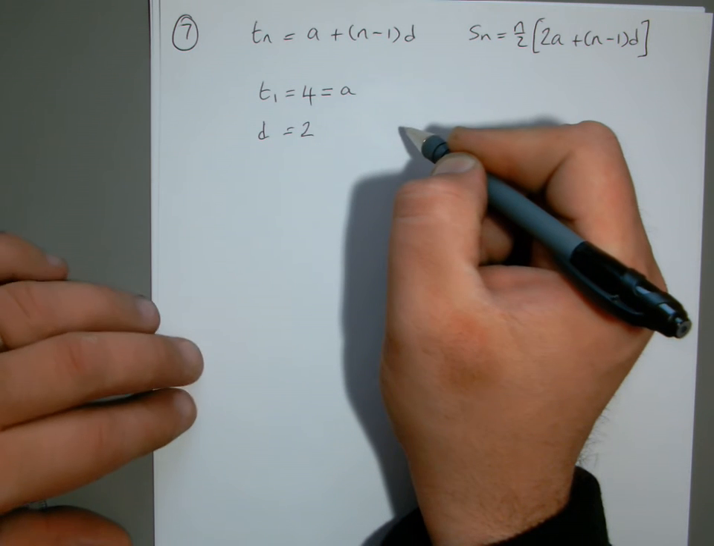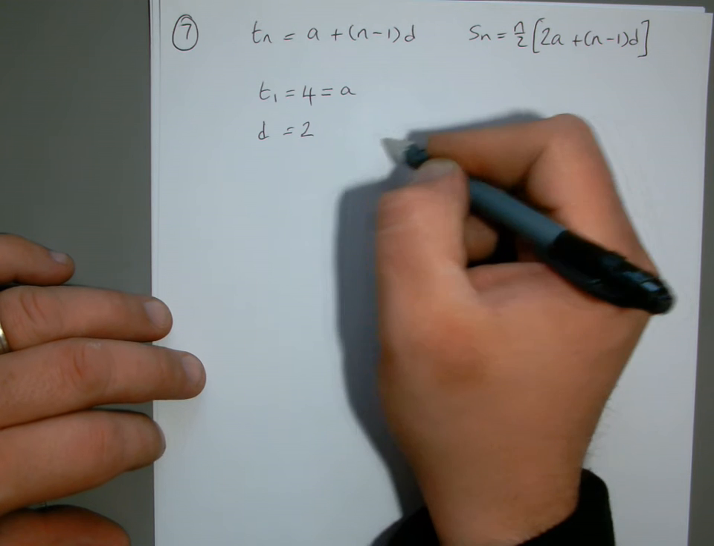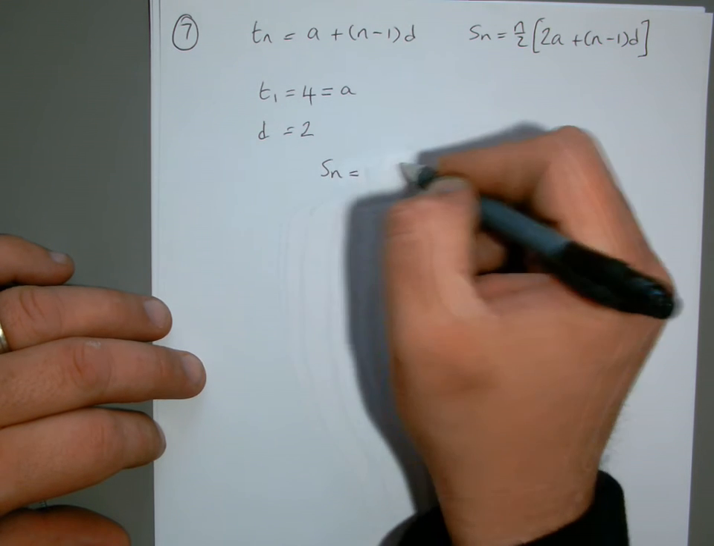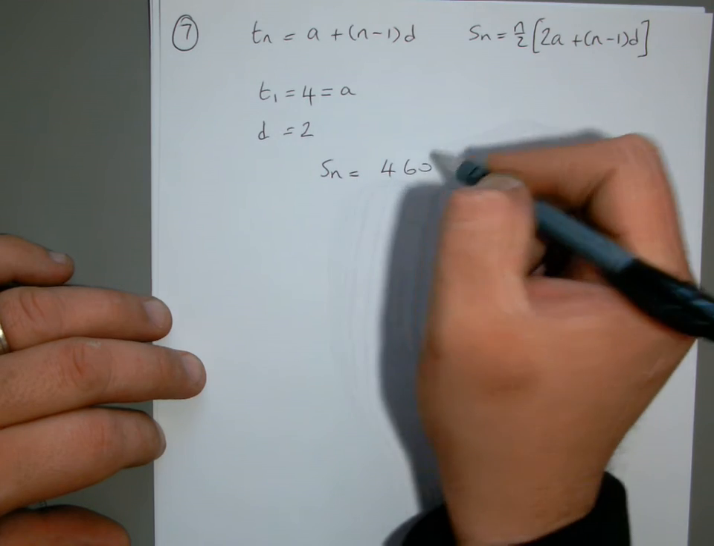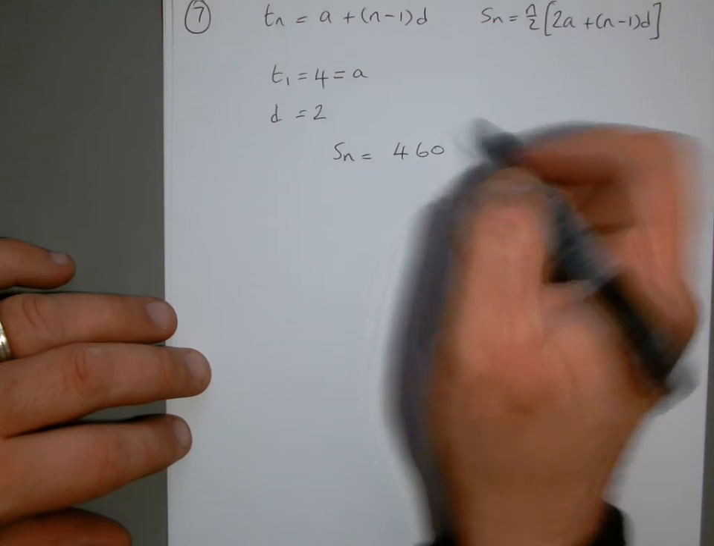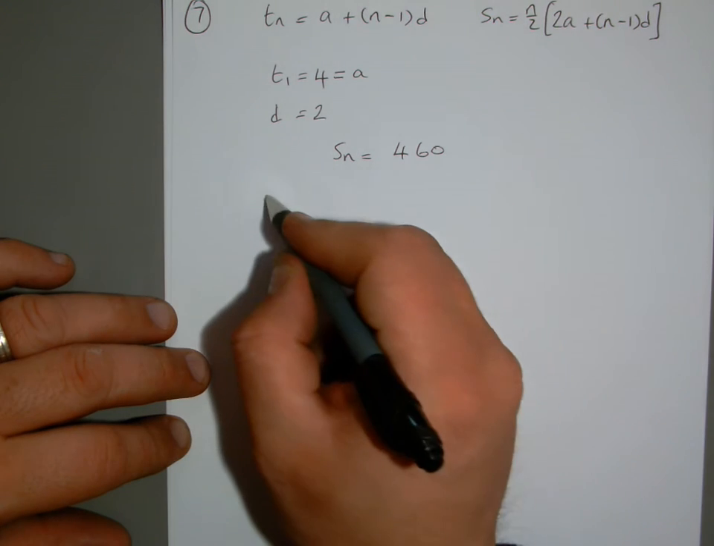The sum of the first n terms of the arithmetic series is 460. So in other words, sum of the first n terms, they said, is 460. Write down an equation satisfied by n, hence find the value of n. So what we've got to do now is obviously use the sum formula, but we don't know what n is, so we're kind of working backwards.